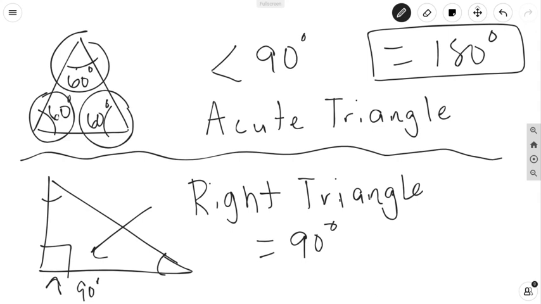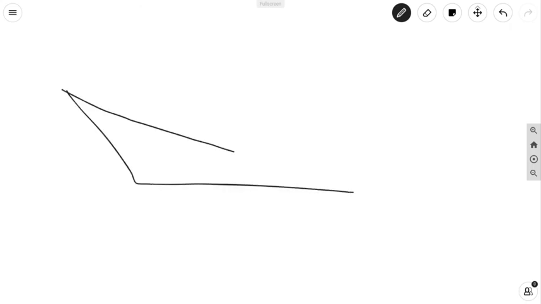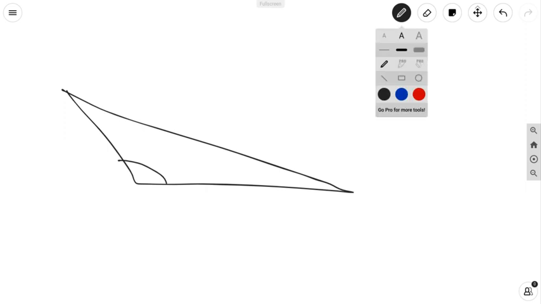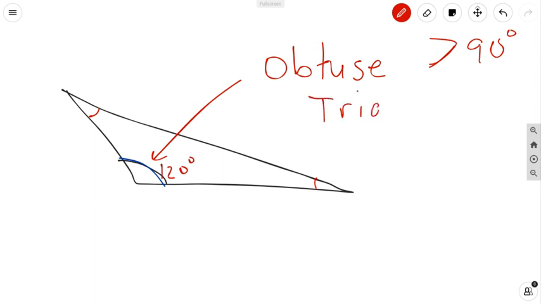I'd pause it, copy it down, and I'm going to give you the next one. The last way to name a triangle based on its angles: we can have a triangle that looks like this, and it's got one angle that is large, and two angles that are acute. The large angle is called an obtuse angle. And this is an obtuse triangle because it has an angle that is greater than 90 degrees. This could be 120. So this is an obtuse triangle because one angle is greater than 90 degrees.